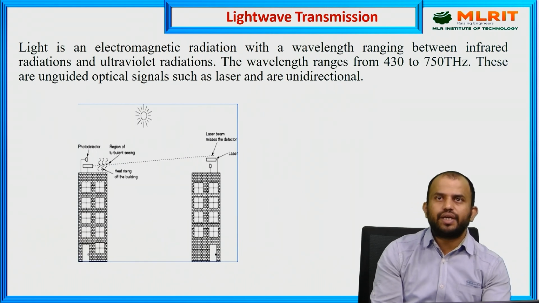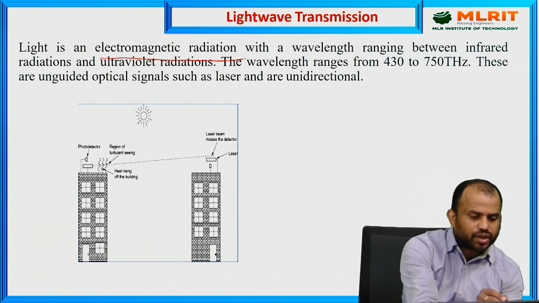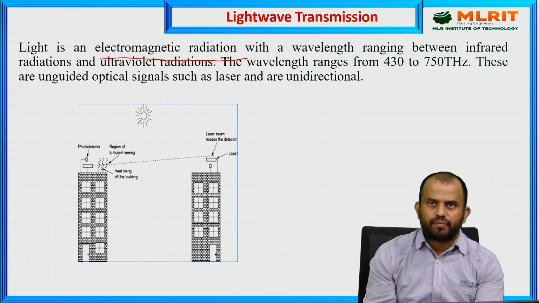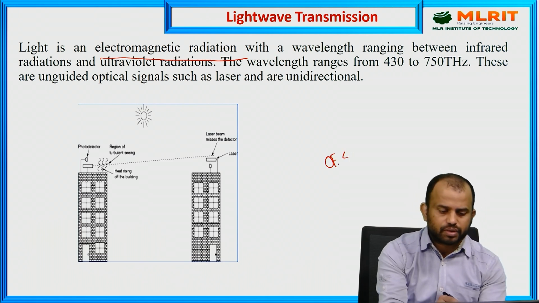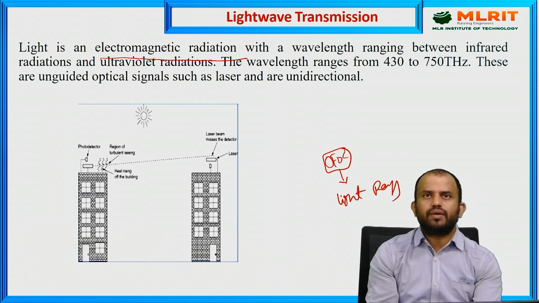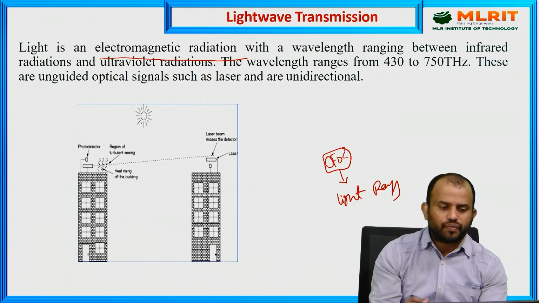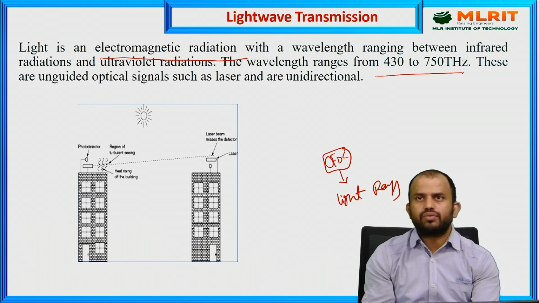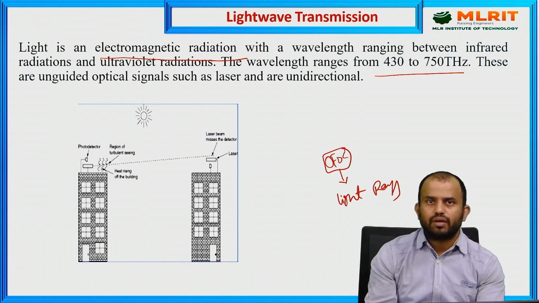And the last one is light wave communication. So what is light wave communication? In light wave communication, electromagnetic radiation is propagated as light rays. In the last session we discussed guided media, and there we discussed fiber optic cables, where information travels in the form of light rays. Similarly here, the electromagnetic radiation uses light rays. The wavelength is a very high range of values, with frequency range 430 to 750 terahertz, and this is called an unguided optical signal such as a laser.